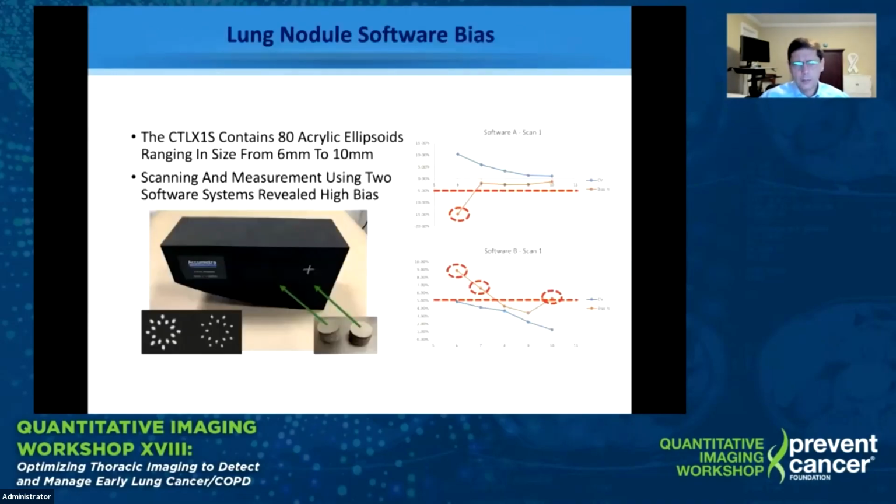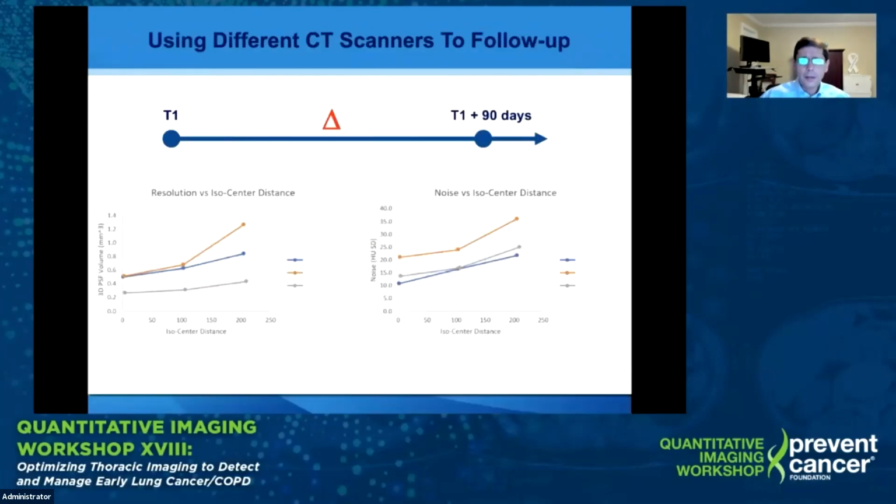We also have ways of measuring the software of systems by inserting these small ellipsoids inside of phantoms. And we've seen some issues in different commercially available software in terms of the biases and the precision of those measurements.